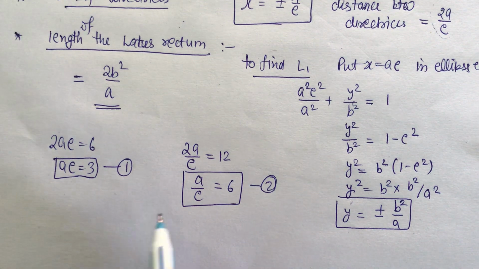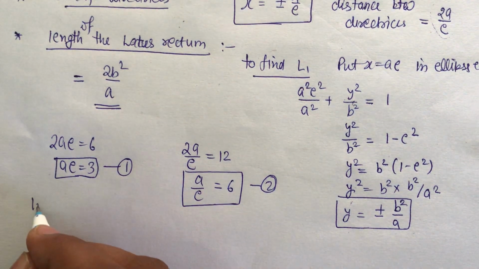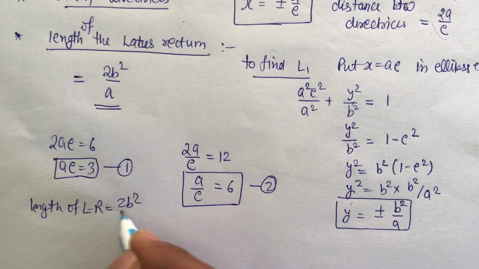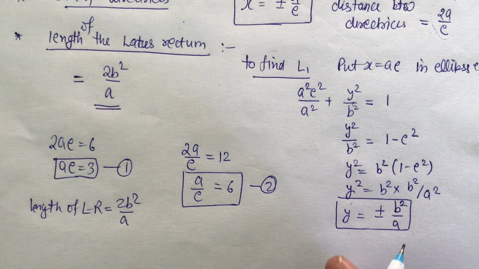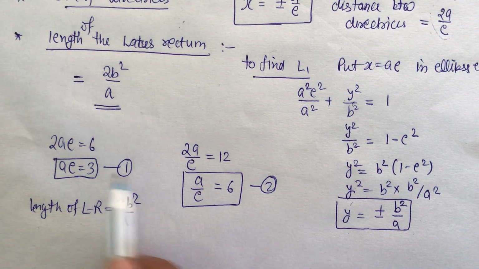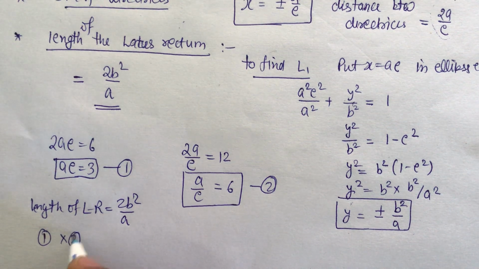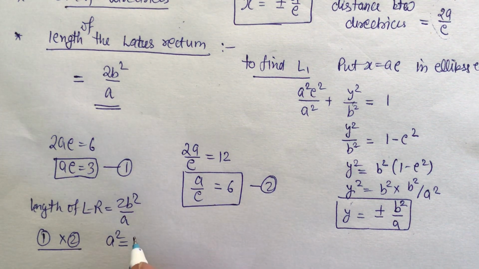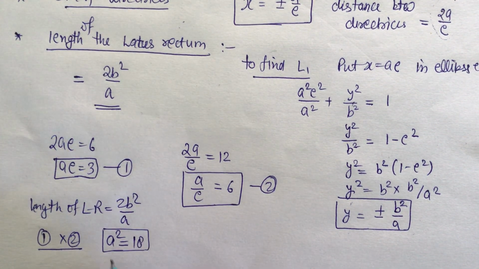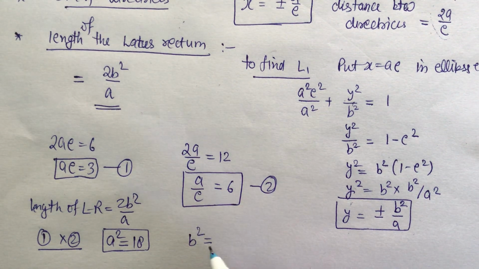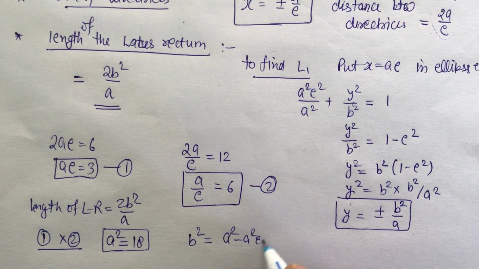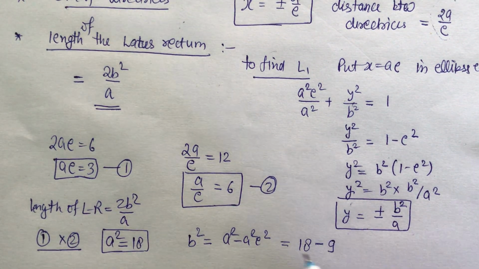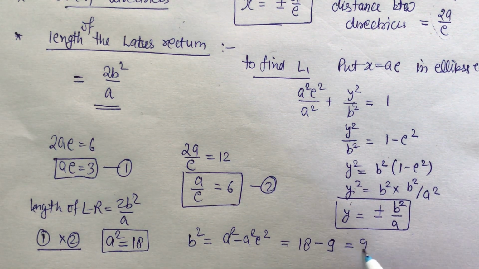But you need to find simply the length of latus rectum, which is basically 2b square upon a. So we will focus upon b square and a. Simply you multiply these two equations. On multiplying equation 1 and equation 2, you will be getting a square. A square is coming out to be 6 times 3, which is 18. Note it down. Now you know that b square is a square minus a square e square. So basically it is 18 minus a square e square, which is 9, since 3 square is 9. So 9 it is coming out.